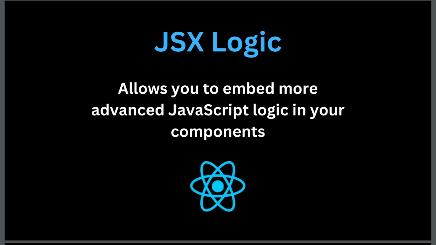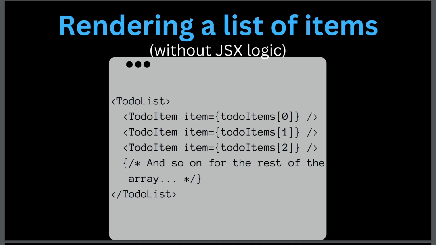So to start out, let's look at an inefficient way to do something, and that is rendering a list of items without JSX logic. In this example, we have a hypothetical to-do list app, and you can imagine that we have an array of objects called to-do items, as you can see in these embedded pieces of data in the to-do item components. We have a to-do items array, and each one is an object. So in order to do this without JSX logic, we would actually just have to embed the to-do item component directly inside of the app for however many items are in the array.